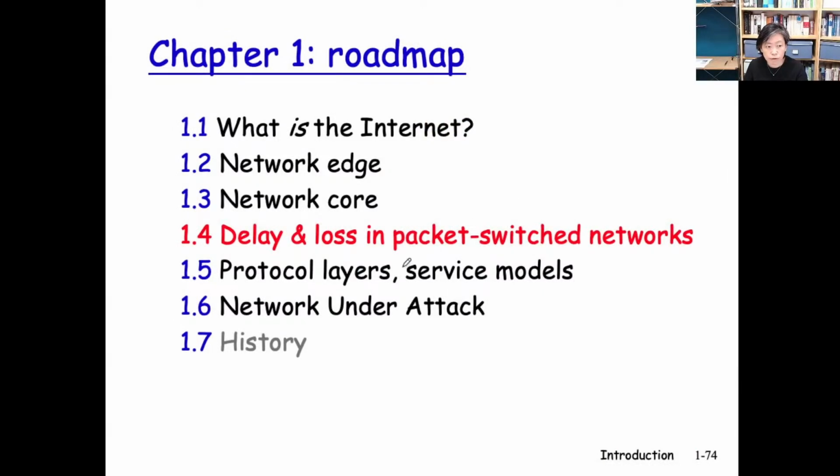Starting from here, we'll focus our discussion mainly on the packet-switched internet. And 1.4 is to talk about the important metrics we care about designing protocols for it. That includes delay, loss, and something called throughput, which we'll talk about at the very end of 1.4.